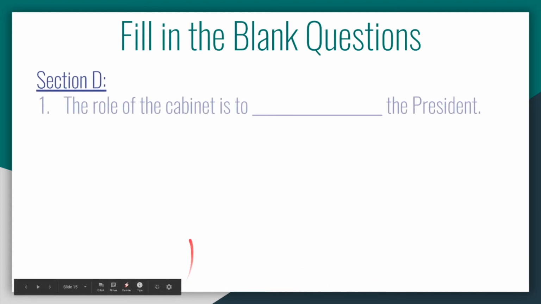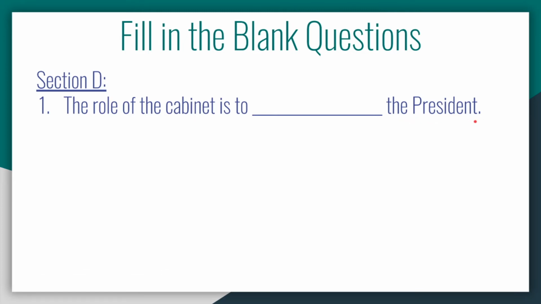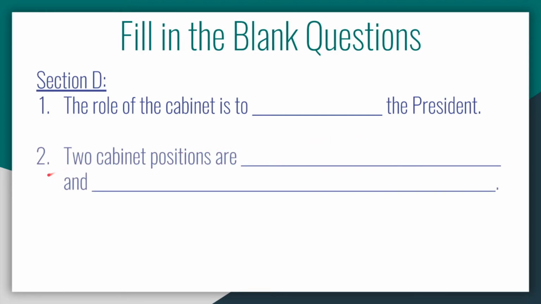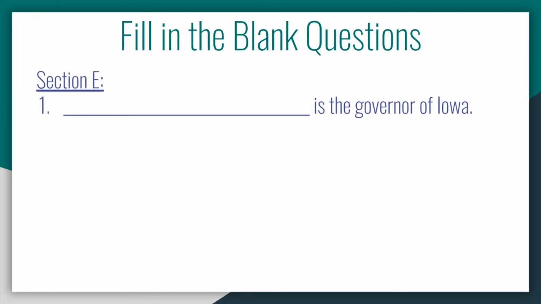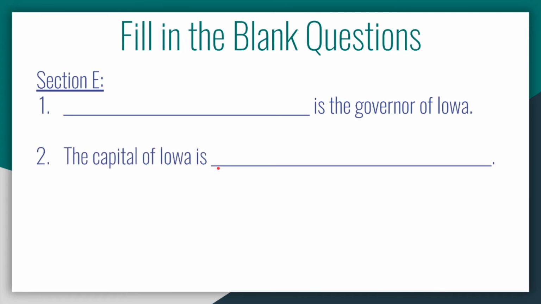Section D. The role of the cabinet is to blank the president. And question 2. Two cabinet positions are blank and blank. And finally, we have section E. Number 1, blank is the governor of Iowa. And question 2, the capital of Iowa is blank.